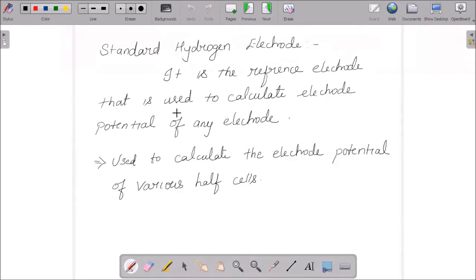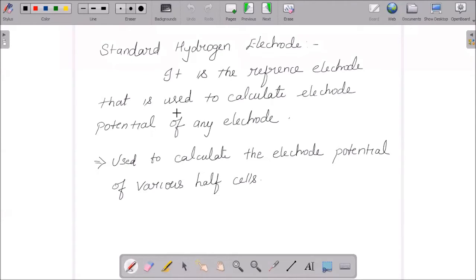And the next important one is the standard hydrogen electrode. It is the reference electrode that is used to calculate the electrode potential of any electrode. As we discussed, for electrode potential we need to calculate the potential for a certain thing, which means we take some standard value and start comparing it to the existing value. So the standard hydrogen electrode is nothing but the reference electrode.